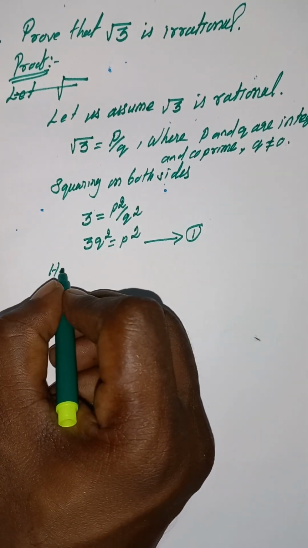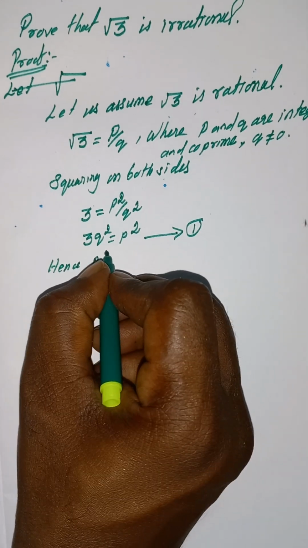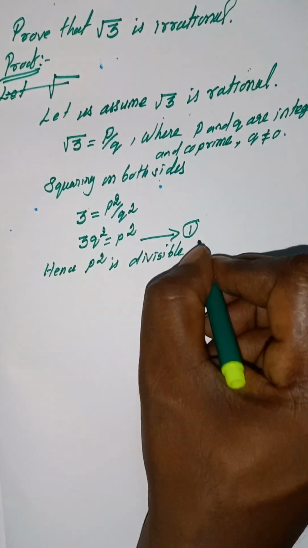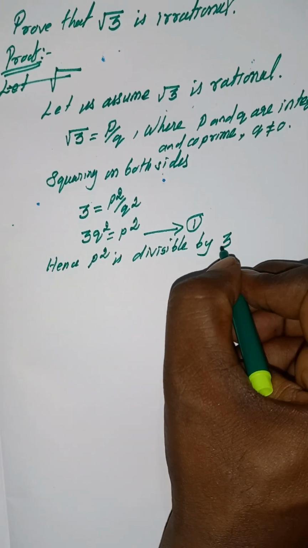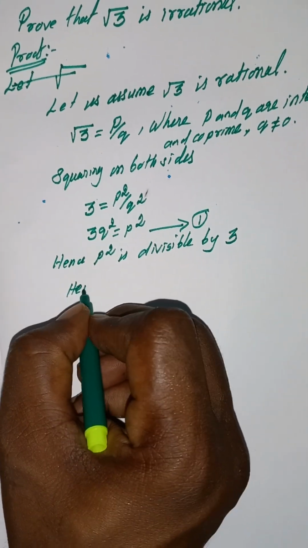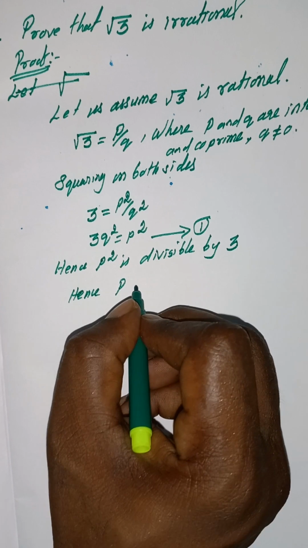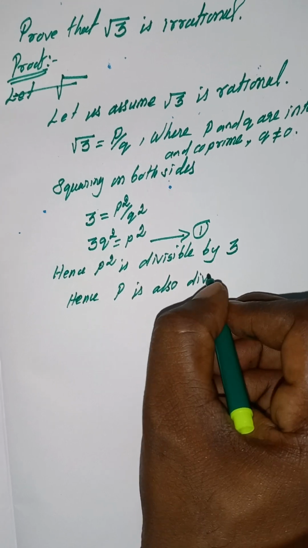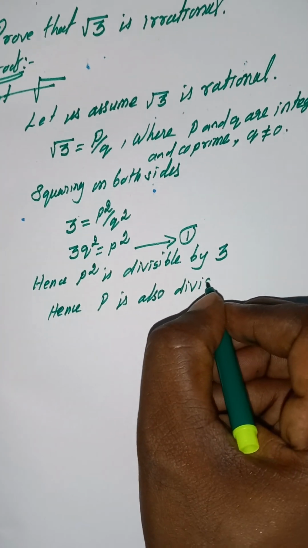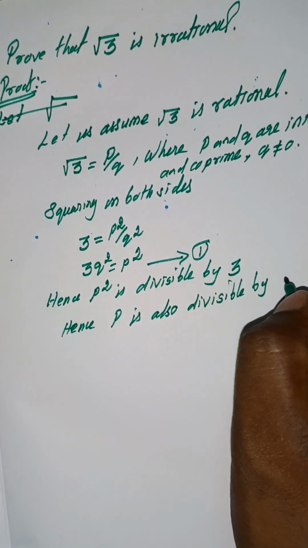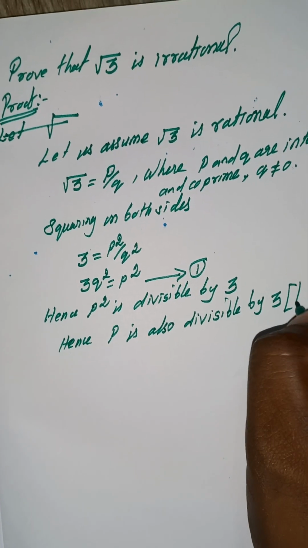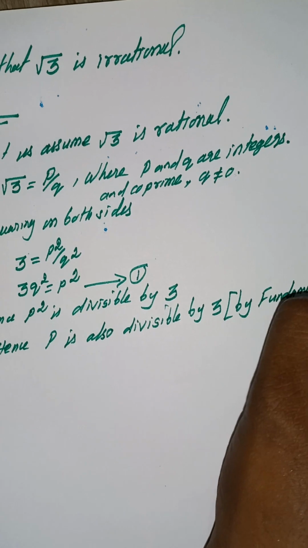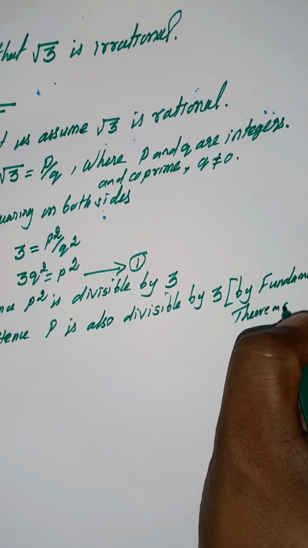Hence p square is divisible by 3. Hence p is also divisible by 3, because by the fundamental theorem of arithmetic.